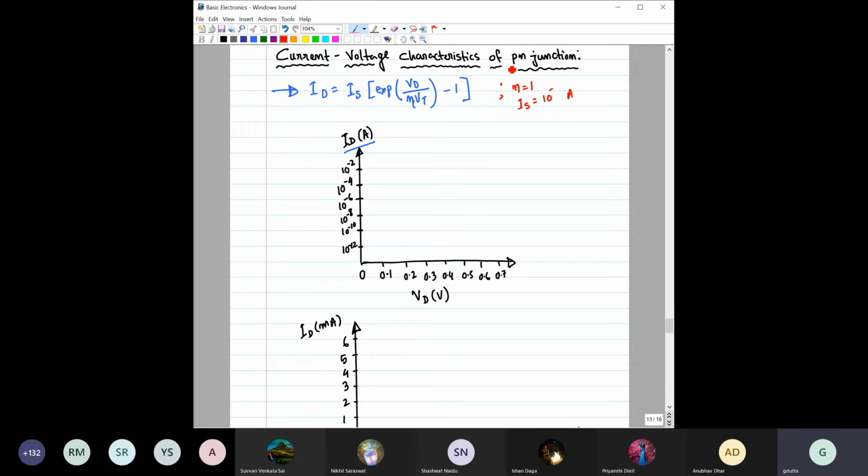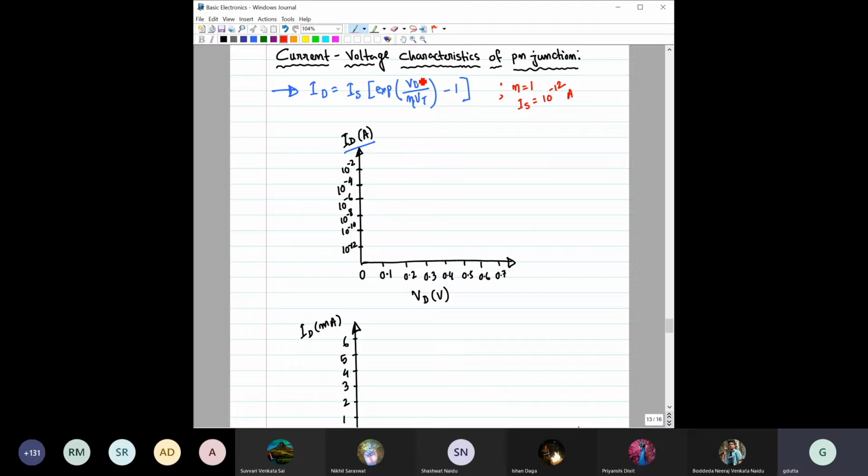Please guide me. How should I plot? Okay, what would be the value of ID at VD equal to 0? 0. Please see that you put VD equal to 0.